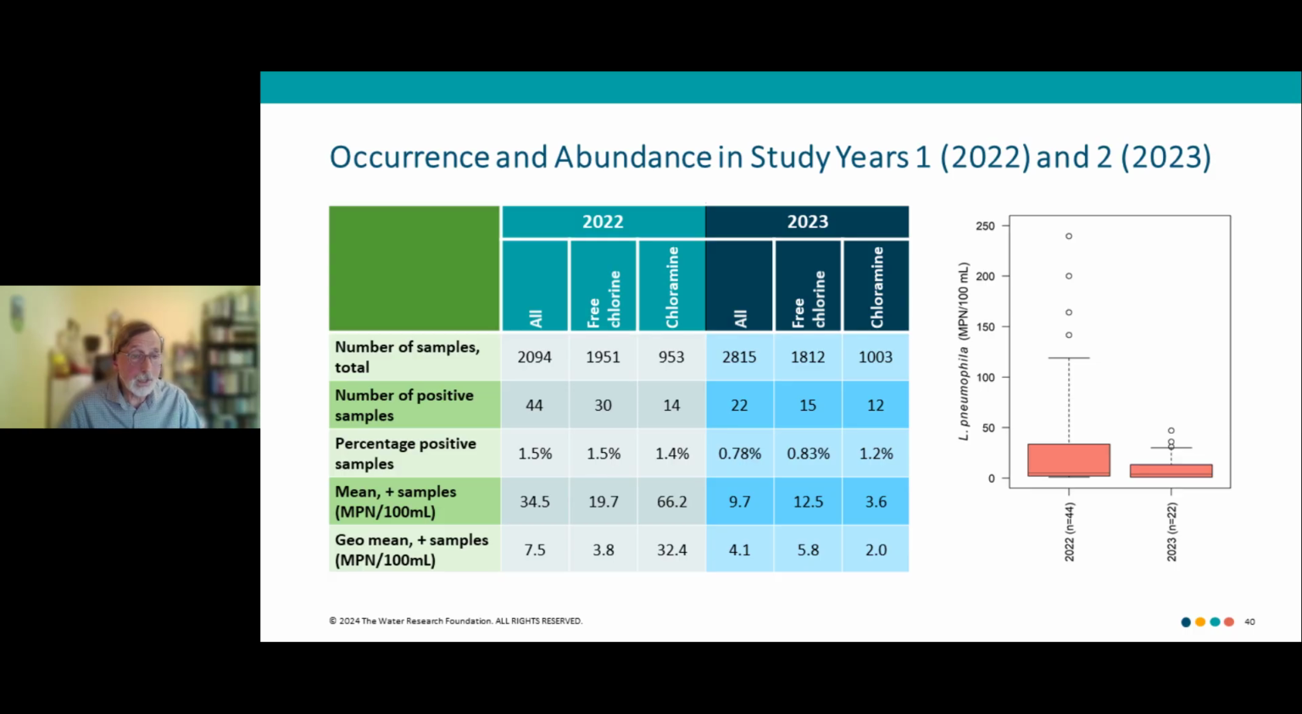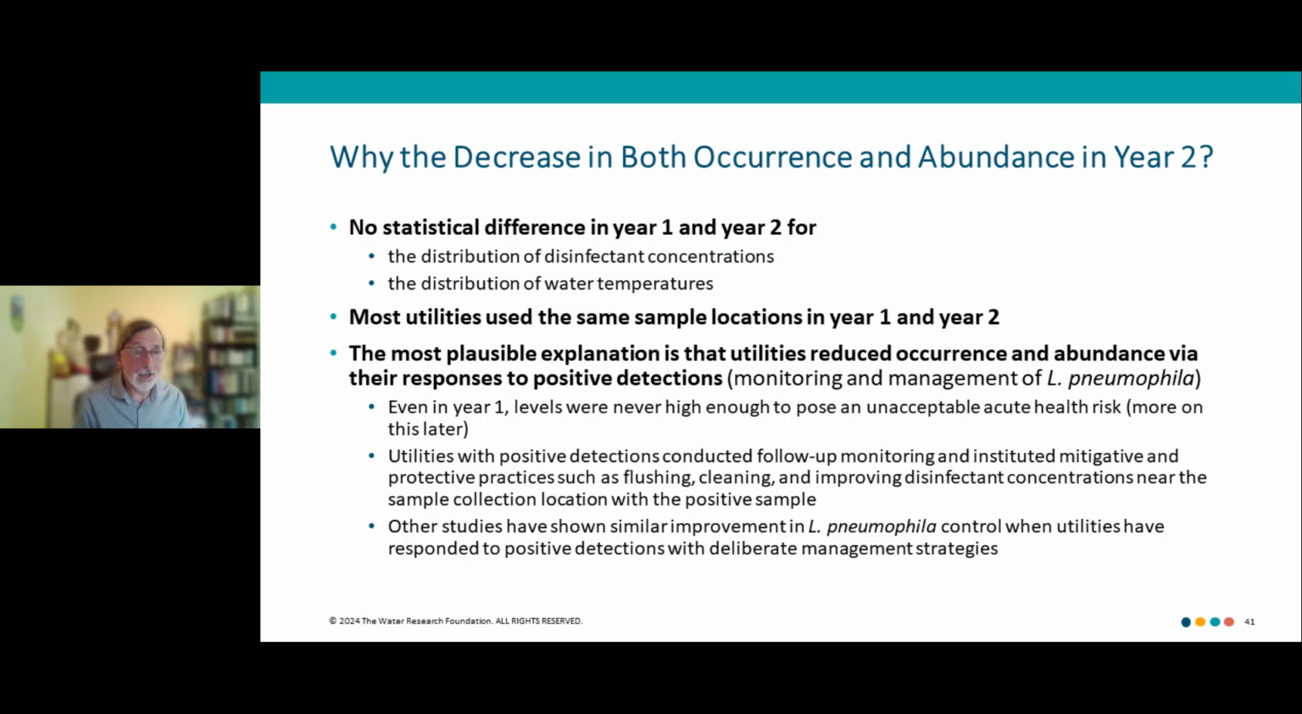In year 2, we had many fewer positive samples. There were a few utilities that were positive in year 2, but not year 1. But most of them were positive in both year 2 and year 1. And most of the utilities used the same sampling locations in both years. But you can see not only were there fewer positive samples in year 2, but the concentrations in the positive samples were less. All right, so let's talk about why that might be so.